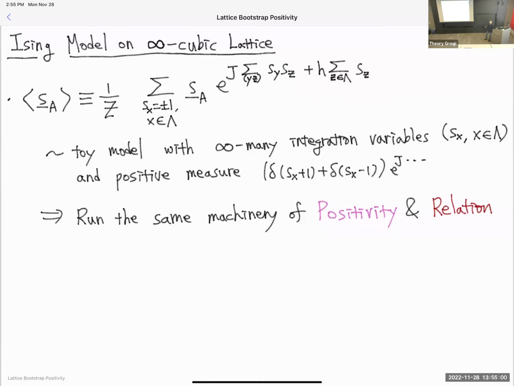Is this point clear? So this means that we can run the same machinery of positivity and relation to study this system. Any questions so far?